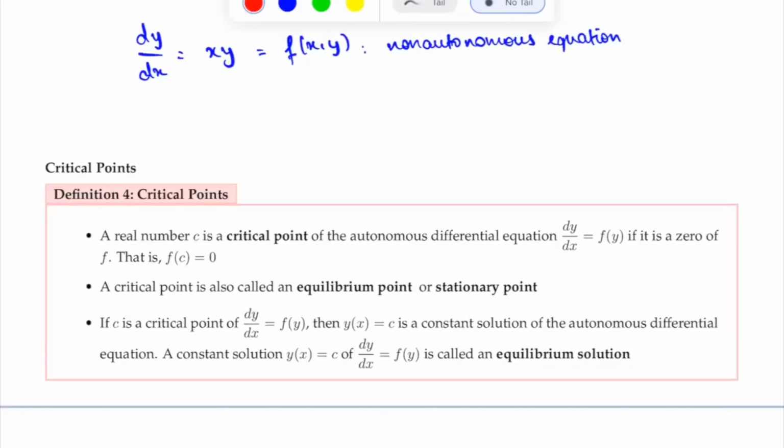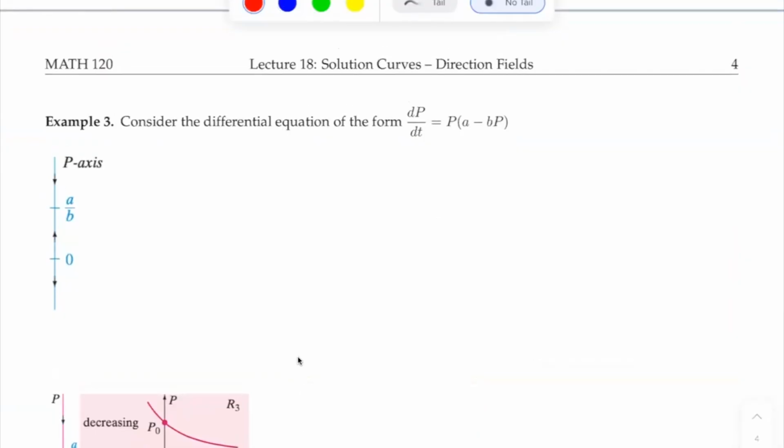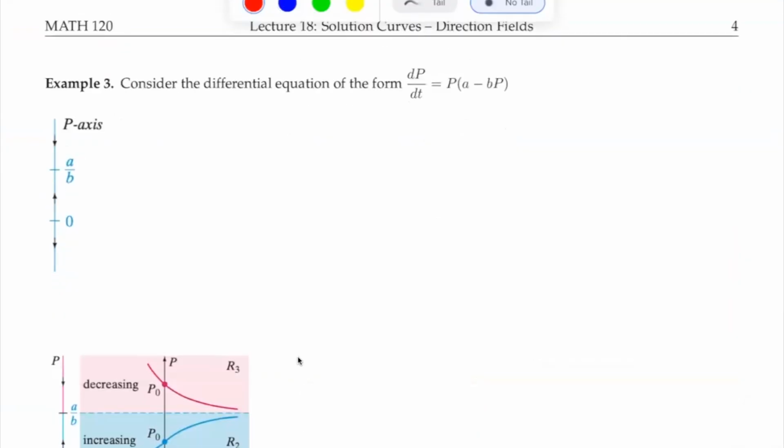And the constant solution is also called the equilibrium solution. Okay, so that's just some terminology that we need to get familiar with or know how to pronounce. Moving on to example 3. So in this example, again, you see that it's related to logistic growth.